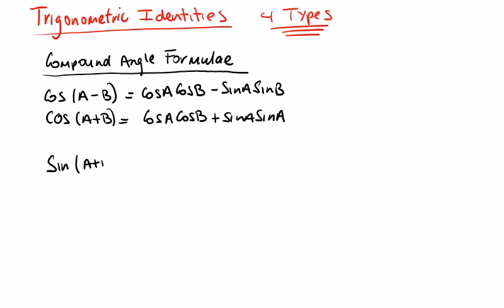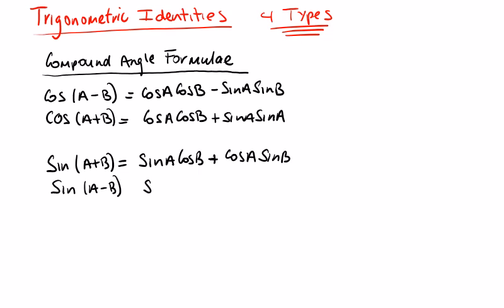So sin A plus B is sin A cos B plus cos A sin B. That's a plus in the middle. Sin A minus B is sin A cos B. Would you have a guess at the rest of it? Sin A cos B. What would you say the rest of it is? Minus cos A sin B.